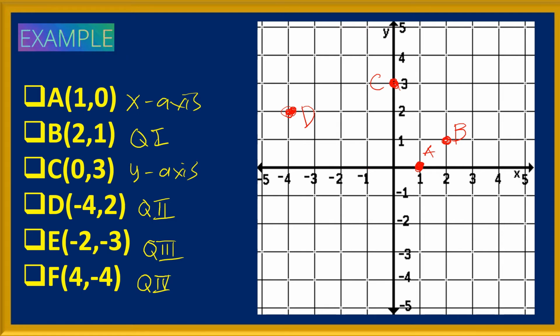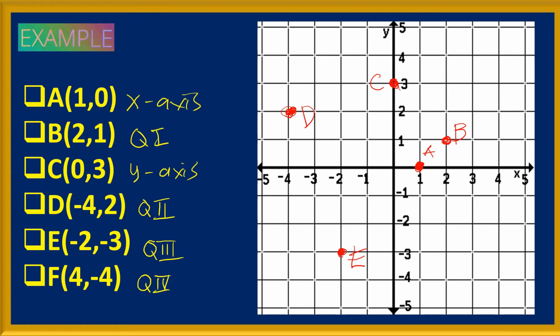Next, point E natin is negative 2, negative 3. So, from point of origin, move tayo to the left kasi negative yung given natin. 1, 2. So, dito natin makikita si negative 2. Ulit. 1, 2. And then, negative 3 downward. 1, 2, 3. So, dito natin makikita si negative 2, negative 3. Okay. So, ito ay point E. Tama na siya ay nasa quadrant 3.